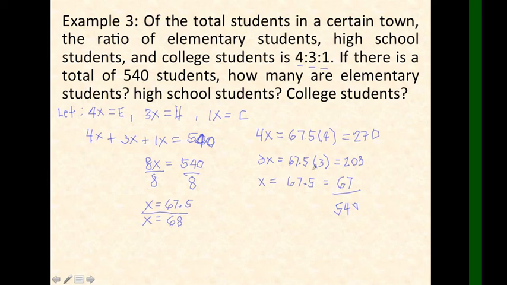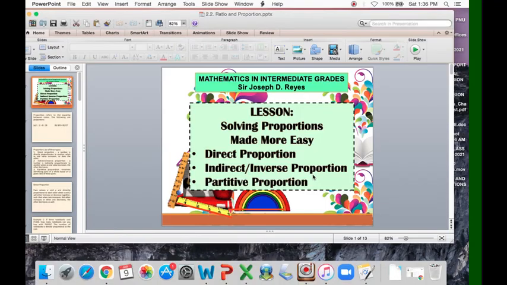Dahil nga, wala namang 0.5 na answer. Wala po tayong 0.5 na makukuhang answer sa ating problem since we're talking about person o tao. No, we're not talking about amount. We're talking about discrete values. Okay? So, that's for example number 3. So, that's all about solving proportion.